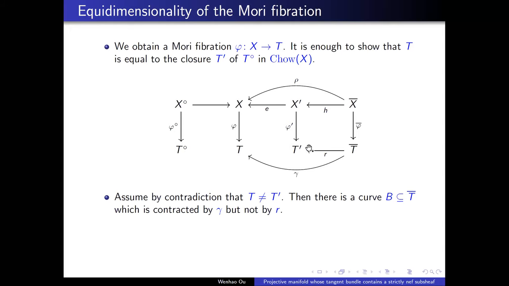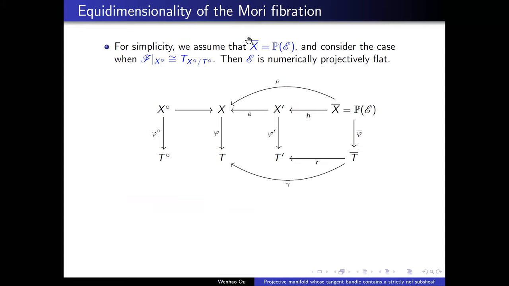If they are not the same, then you will see that there will be a curve in T bar which is contracted by gamma, so contracted in T, but not contracted by the other map. Indeed, otherwise, by this rigidity lemma, there will be a natural morphism from T to T prime. And then by this universal property, you pull back the family, and you see that T must be equal to T prime. So we assume that they're not the same. So you cannot have a natural morphism from T to T prime. It means that in a common resolution, there is a curve here which is contracted here, but not contracted there.